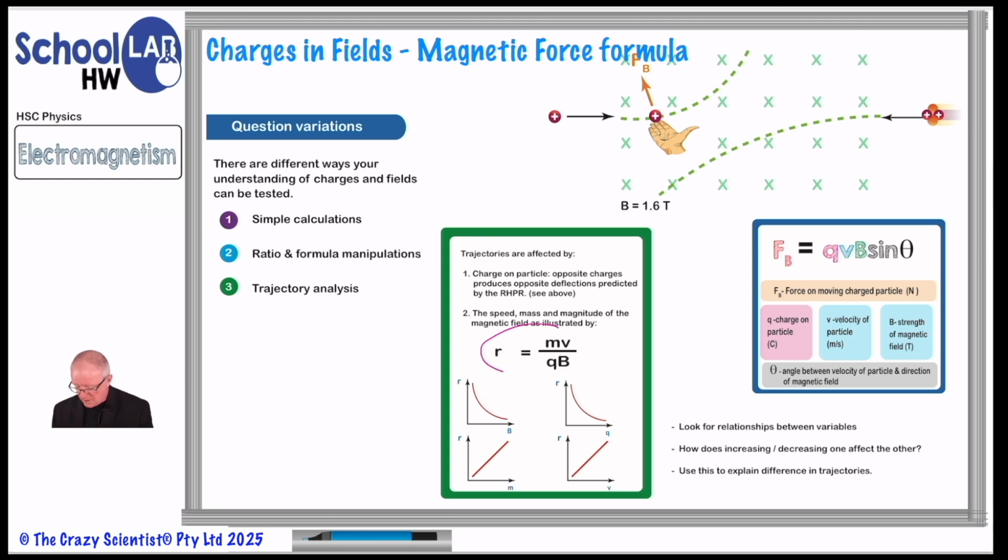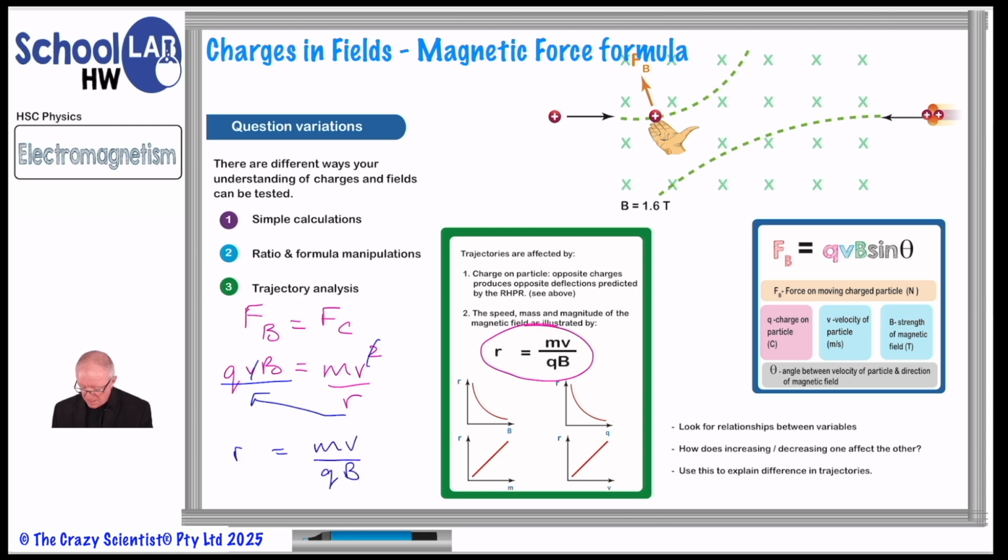To get this ratio here, what did we do? Well, we had to make FB equal to FC, and FB was QVB, and FC was mv squared on r. Then we make r the subject, so that velocity there will cancel out with one of the velocities, and then we bring r over here, and we divide by QV, which means that we have mv divided by QB. So that is our relationship we've got there.